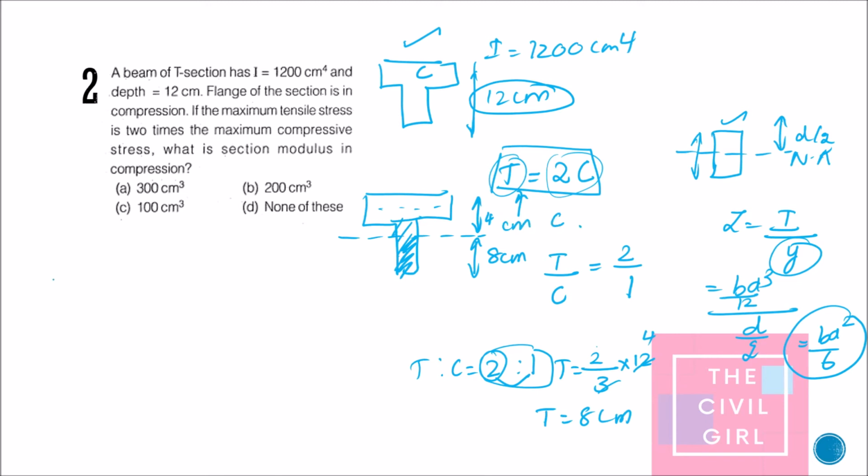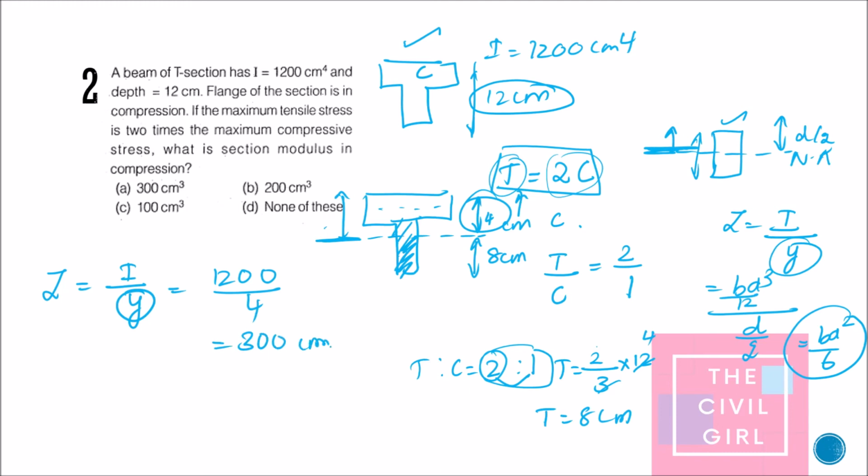Now coming to our section modulus, which is equal to I divided by Y. So here what is Y? Y means the distance from the neutral axis to the extreme fiber. Here the distance from the neutral axis to the extreme fiber is given as 4 centimeter. So it is equal to 1200 divided by 4, which is equal to 300 centimeter cube, which is your answer. So option A.